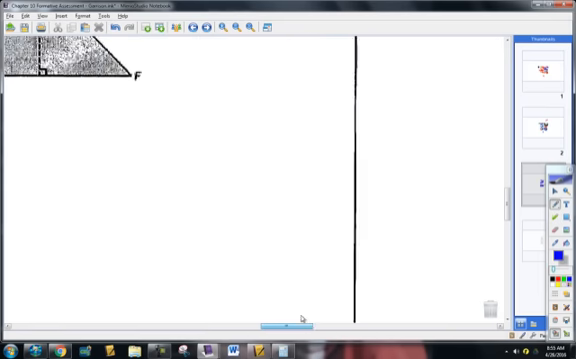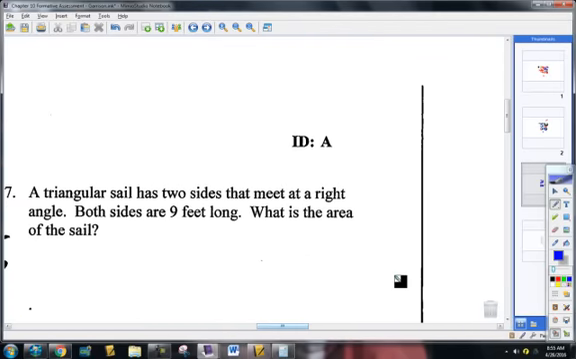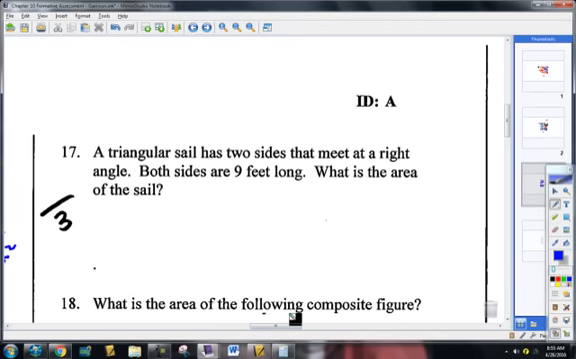Okay, number, whatever the next one is. 17. This is where the mistake started really. When I looked at the clicker results and went through that information, there were some people missing these.